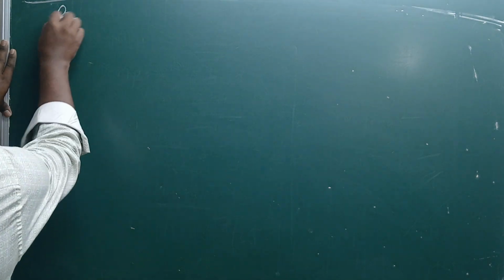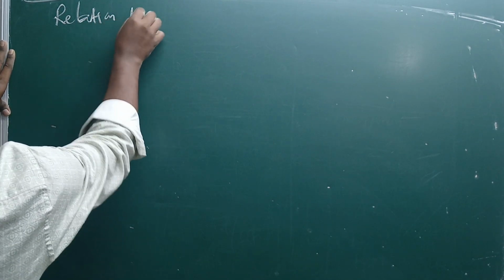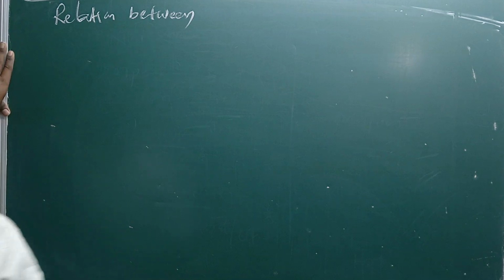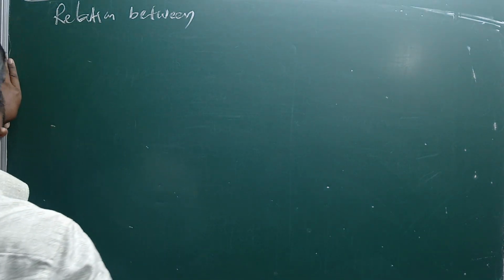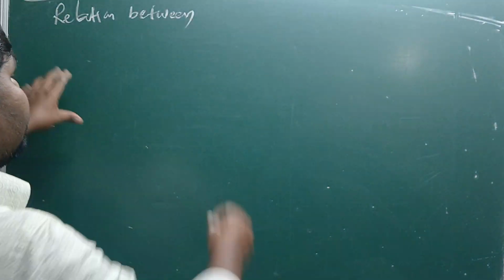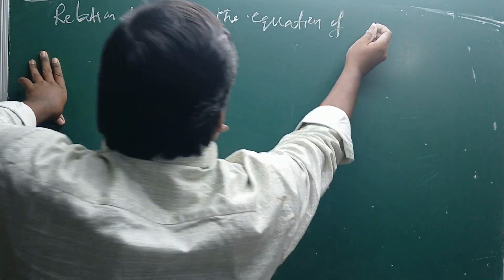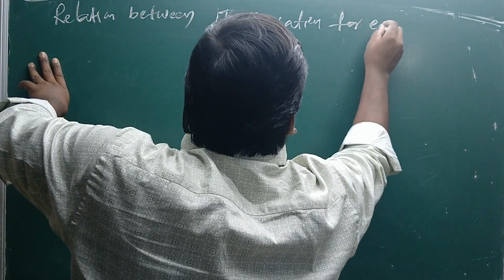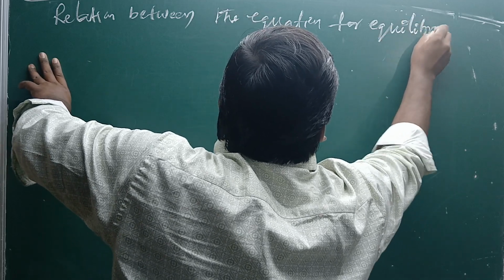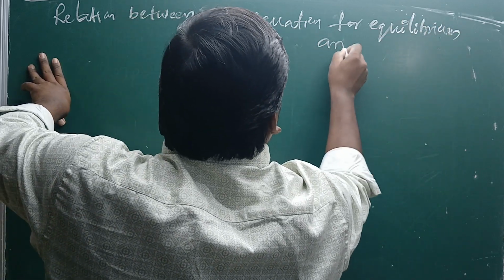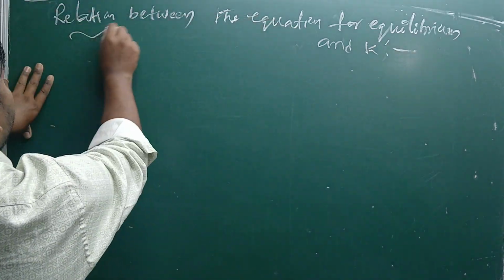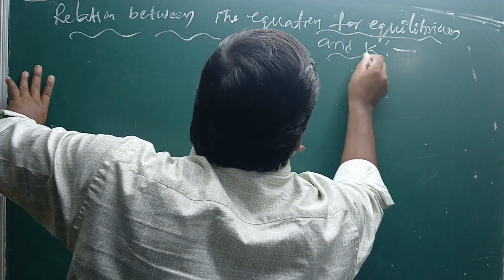Relation between the equation for the equilibrium and the equilibrium constant. What is the relation between these, sir?